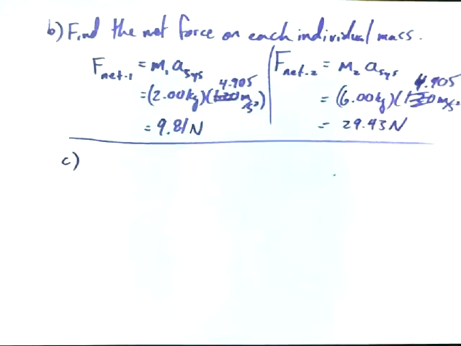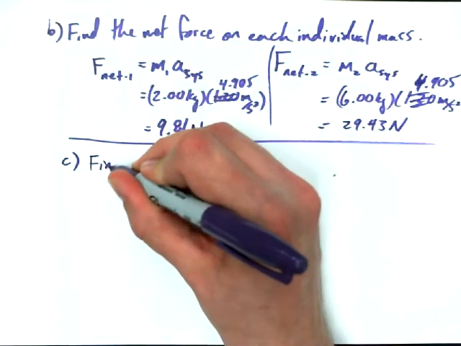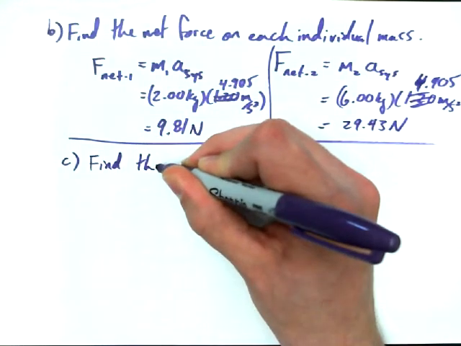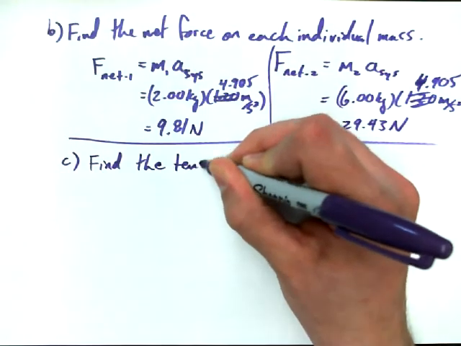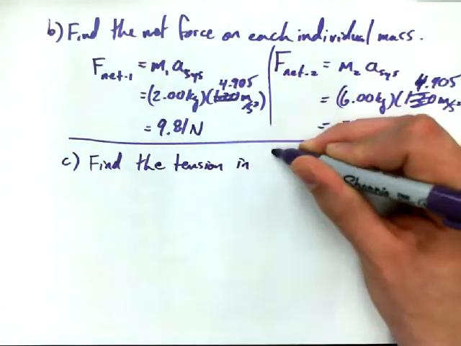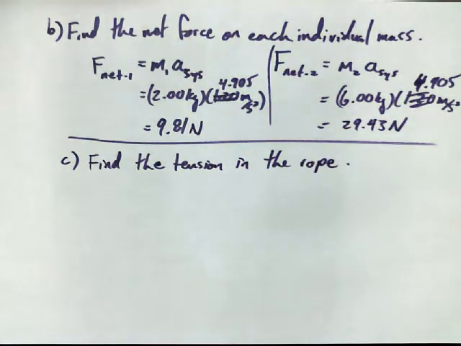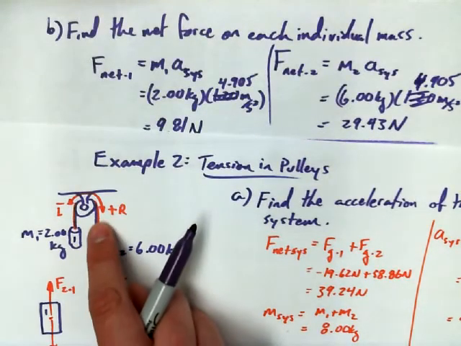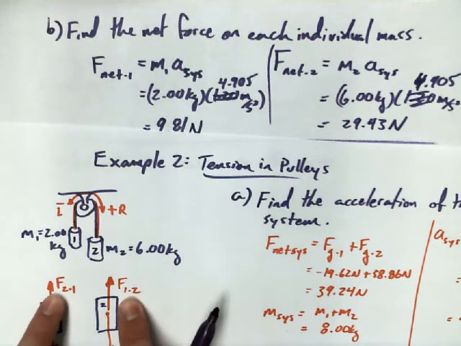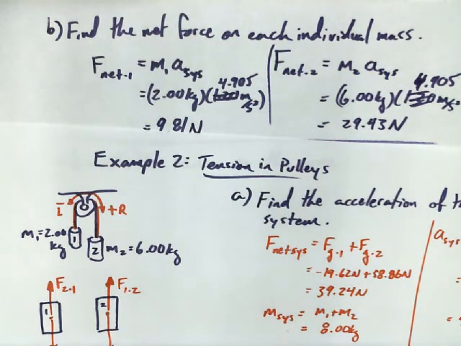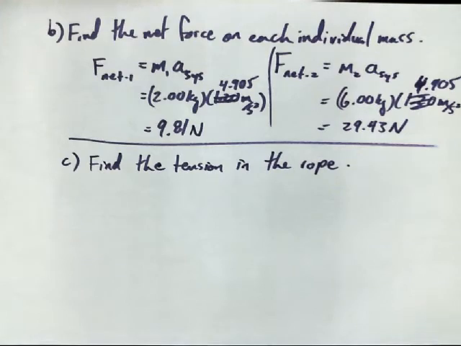Because the next question that I would ask would be to find the tension in the rope. And when I say find the tension in the rope, you know that that's code word for finding what? Action-reaction force pairs, right? So in other words, when I say find the tension in the rope, what I really mean is find the force of 1 on 2, find the force of 2 on 1. And they should be the same value, but opposite in direction. The same magnitude, but opposite in direction.